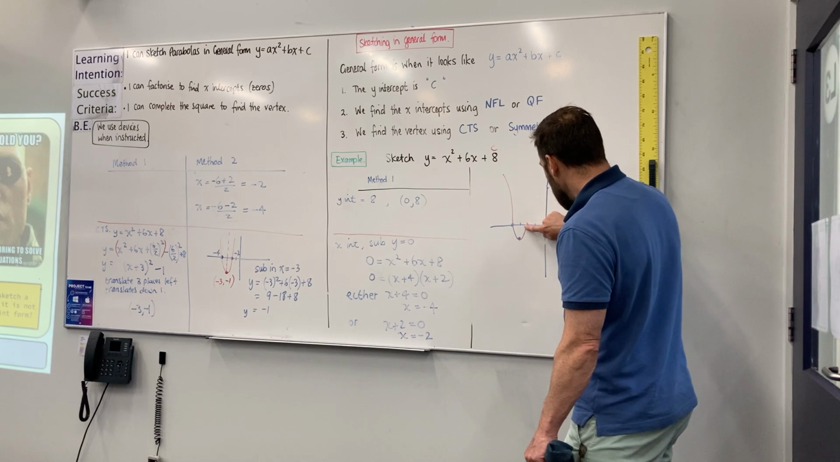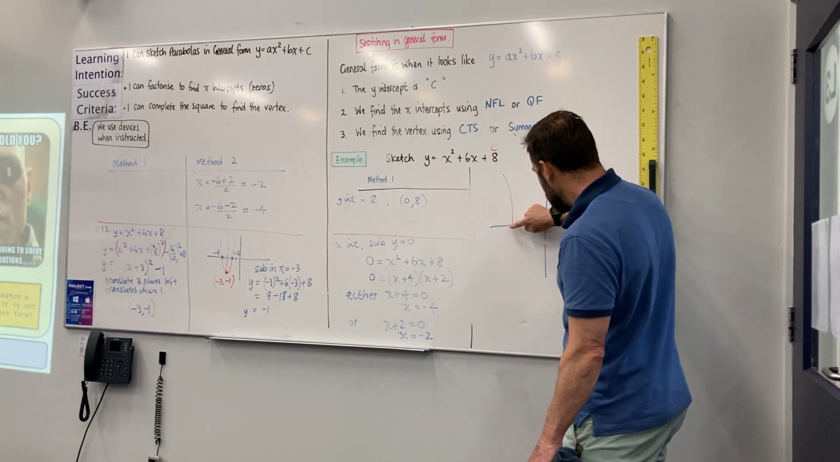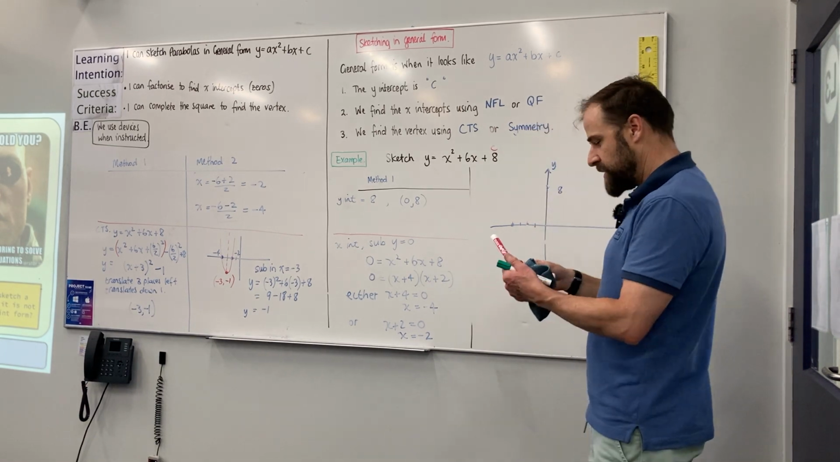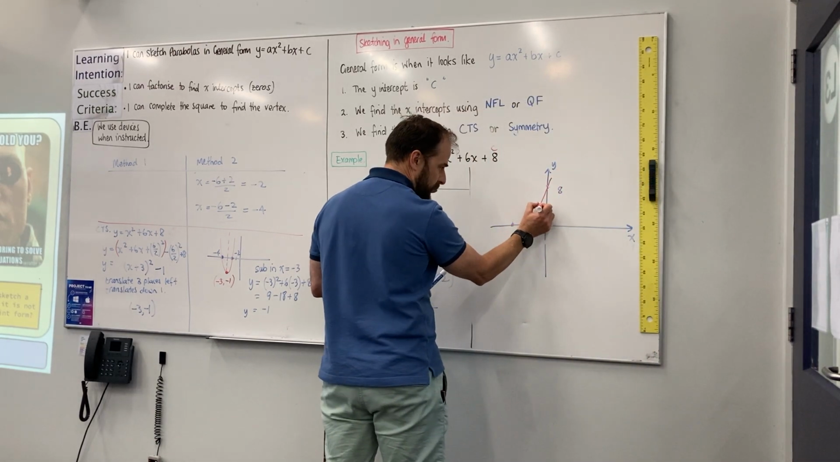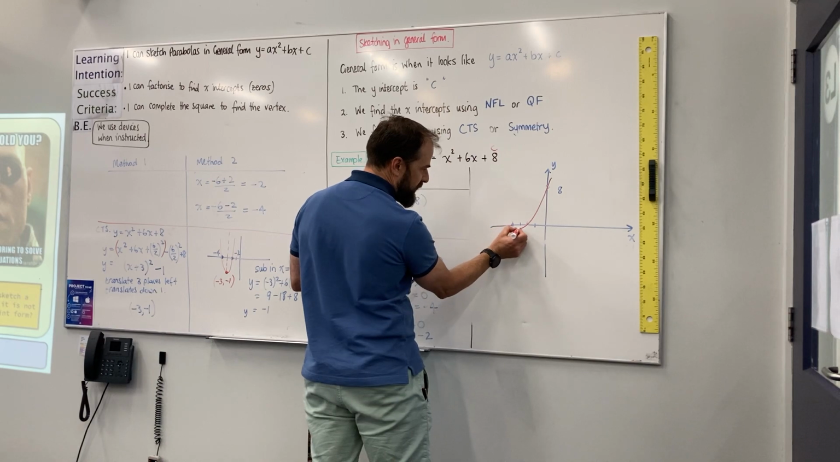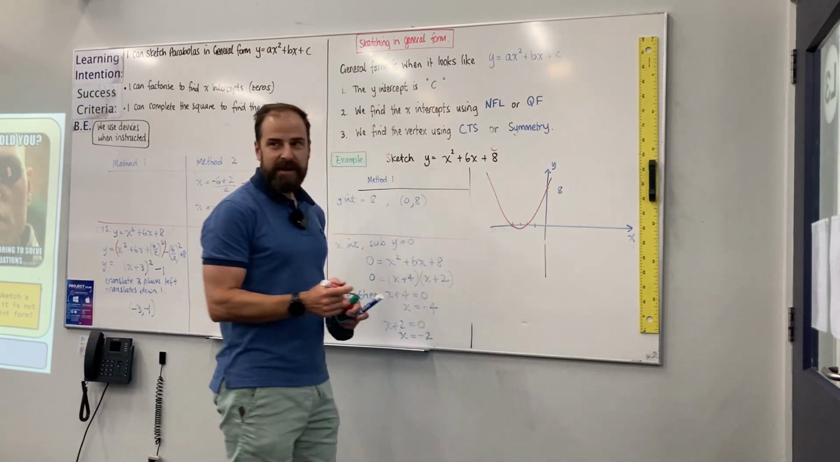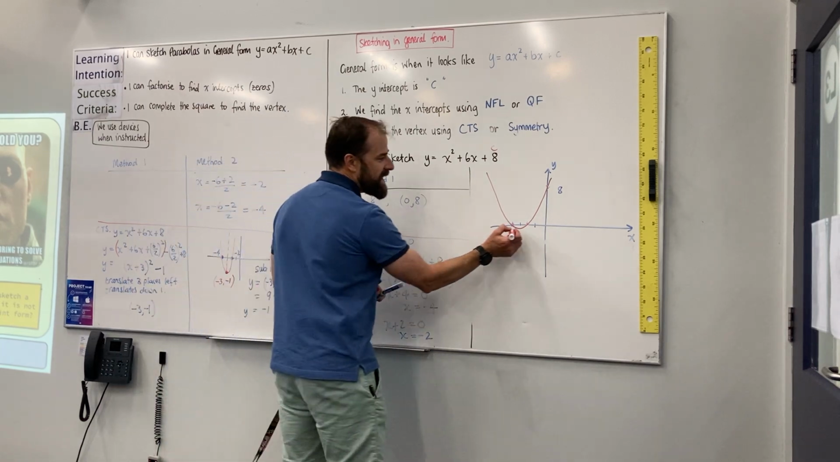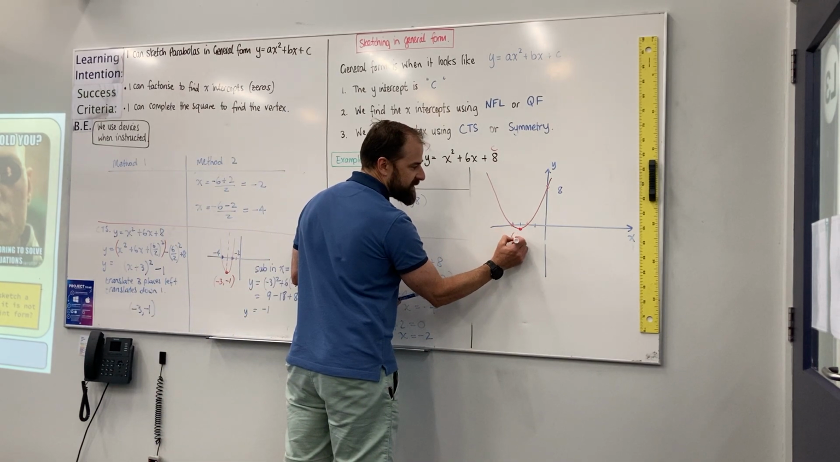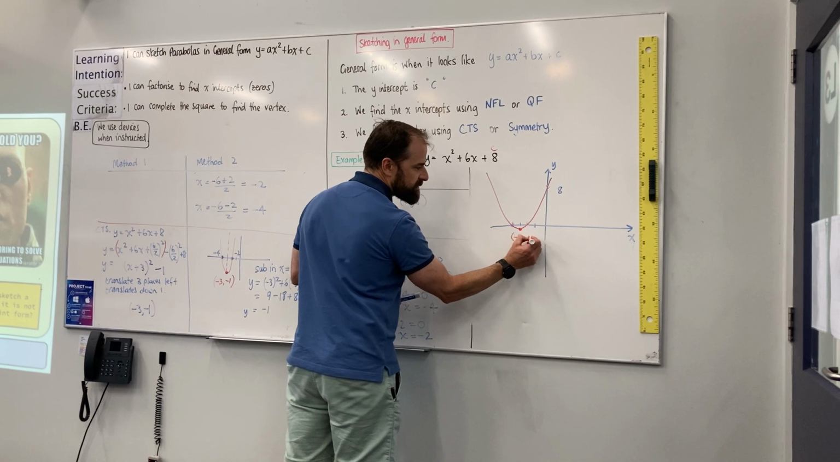So, my recommendation, put your x-intercepts and your y-intercepts on. Use those points to make a nice flowing parabola shape. Okay, and then now mark everything with its coordinates.